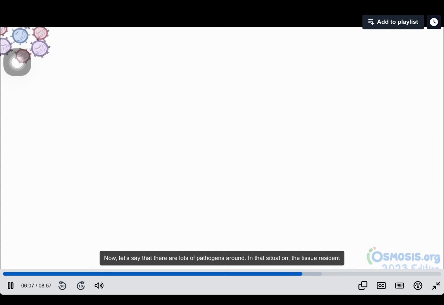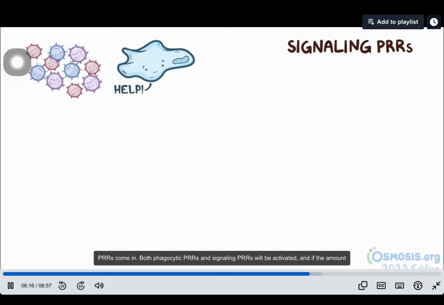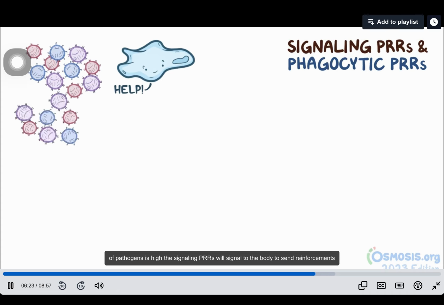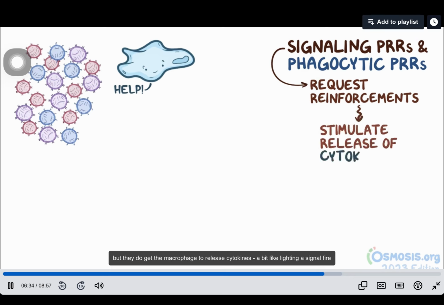Now, let's say that there are a lot of pathogens around. In that situation, the tissue-resident phagocytes will need some help to deal with this larger invasion. This is where signaling PRRs come in. Both phagocytic PRRs and signaling PRRs will be activated. And if the amount of pathogens is high, the signaling PRRs will signal to the body to send reinforcements to the location. Signaling PRRs don't help the macrophage to gobble up a pathogen, but they do get the macrophage to release cytokines. Kind of like lighting a signal fire to start the immune response.